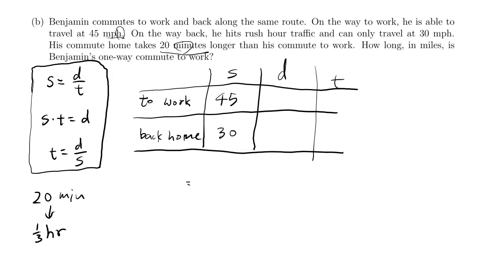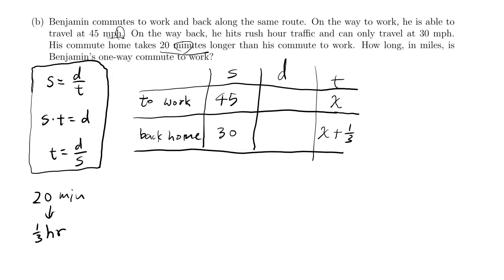Okay, now let's look at the distance. Well, the question is, how long in miles is Benjamin's one-way commute to work? Yeah, that we don't know, right? Now, how about time? Time is, well, there is the unknown time x that Benjamin takes to get to work. And also coming back, I don't know how long it's going to take. But what I do know is that it takes 20 minutes longer. So x plus 1/3 hours. Okay, remember 20 minutes should be changed to 1/3, so I do that.